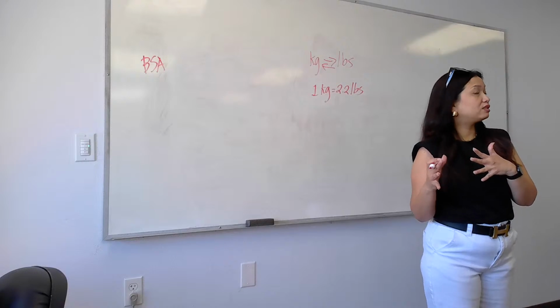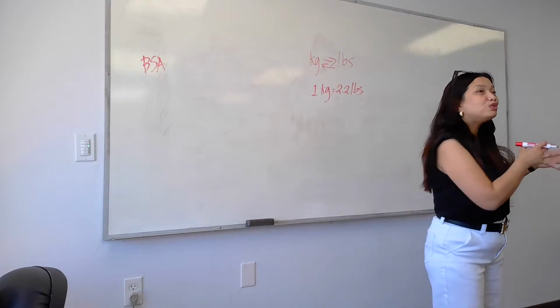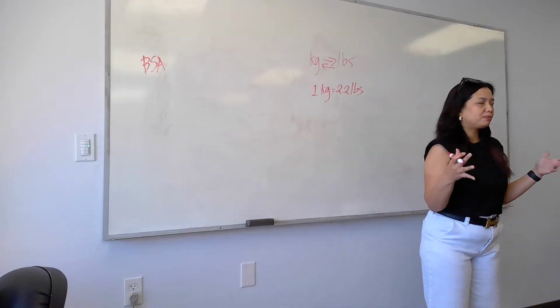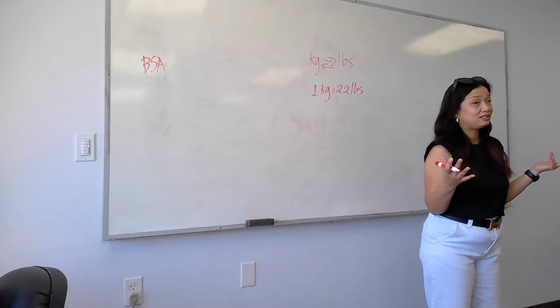You get more. So that's what you call an overdose. What happens when you divide when you should have multiplied? Underdose. You're probably thinking, oh, underdose is better than overdose. No, not always the case.